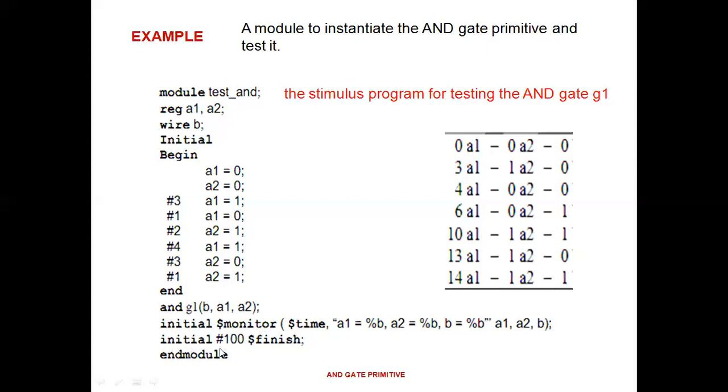Next one, initial #100 $finish. What is this thing? #100 means after 100 time steps. $finish means to stop the simulation. That means after 100 time steps, the simulation will be stopped.